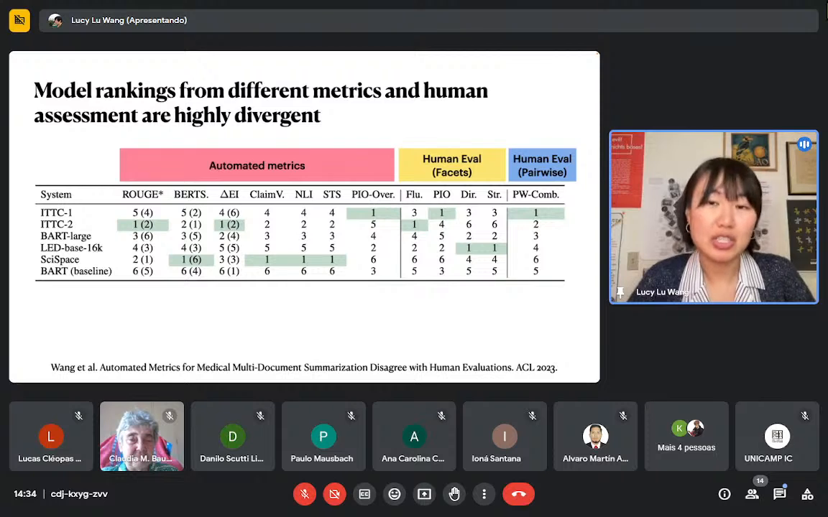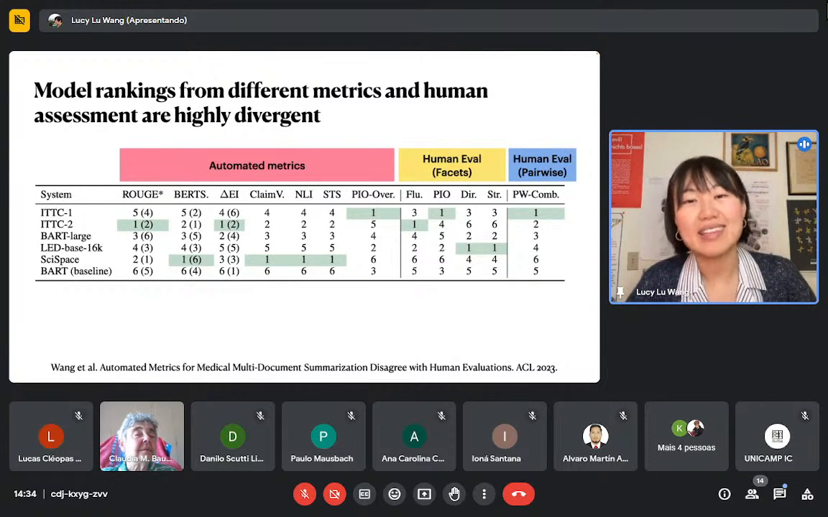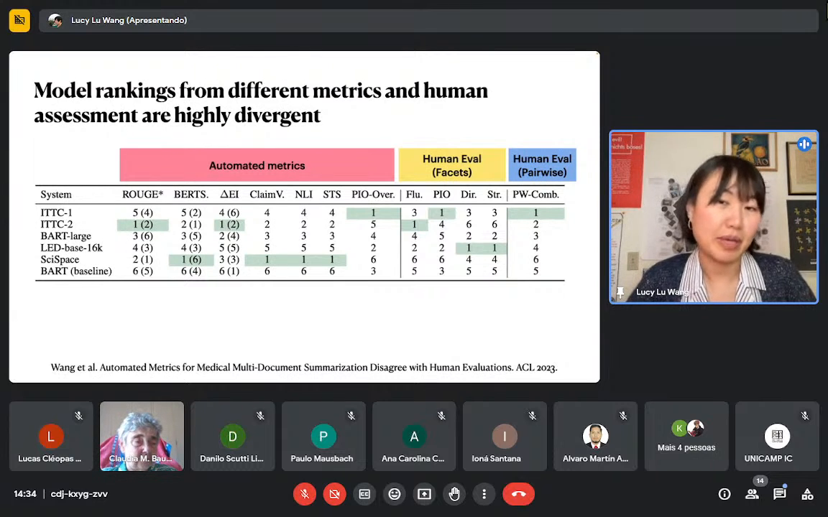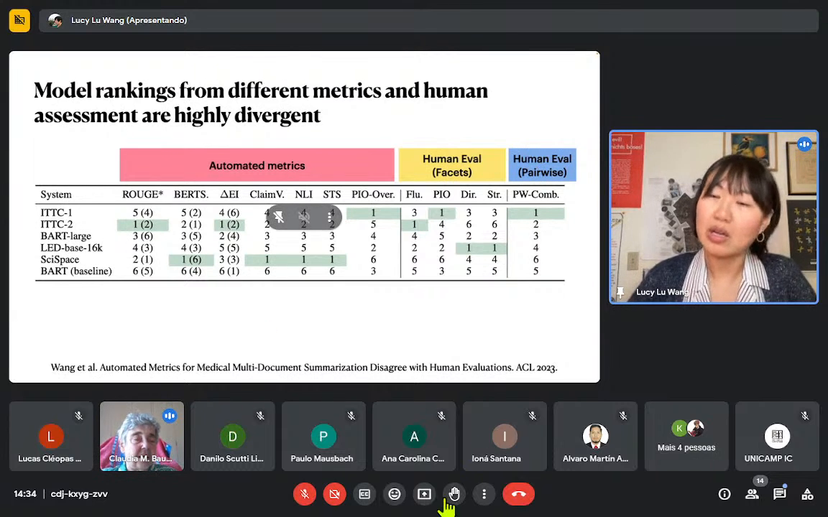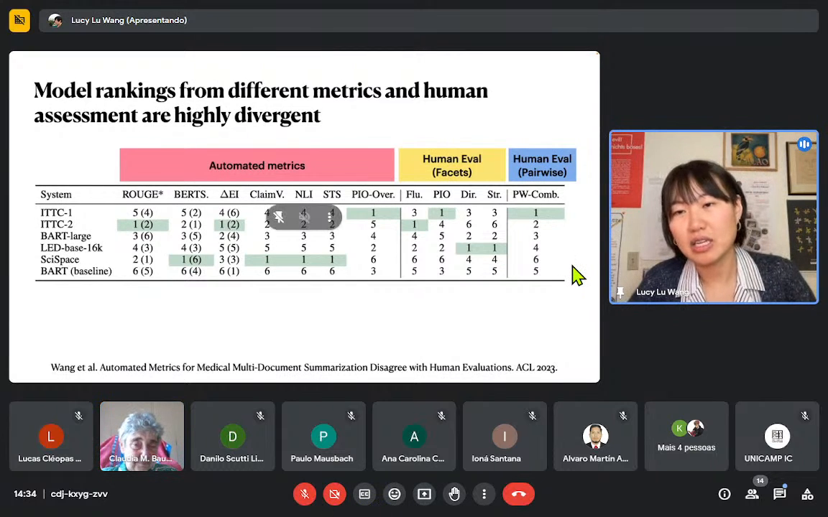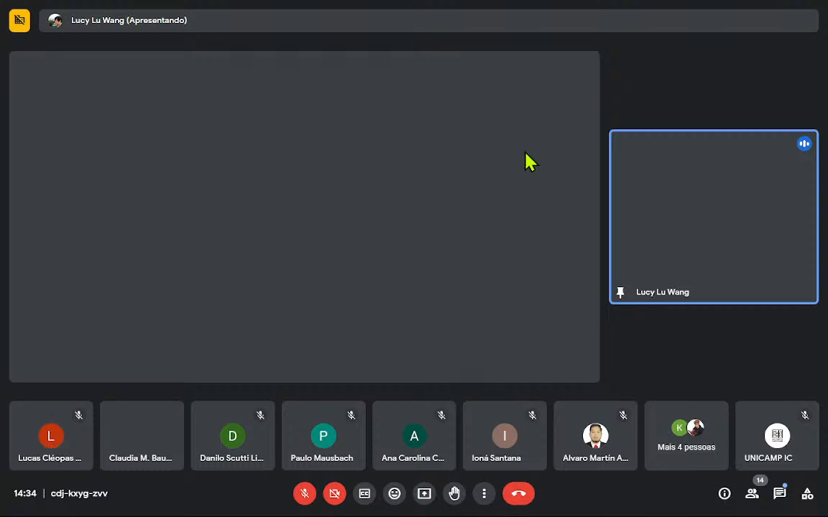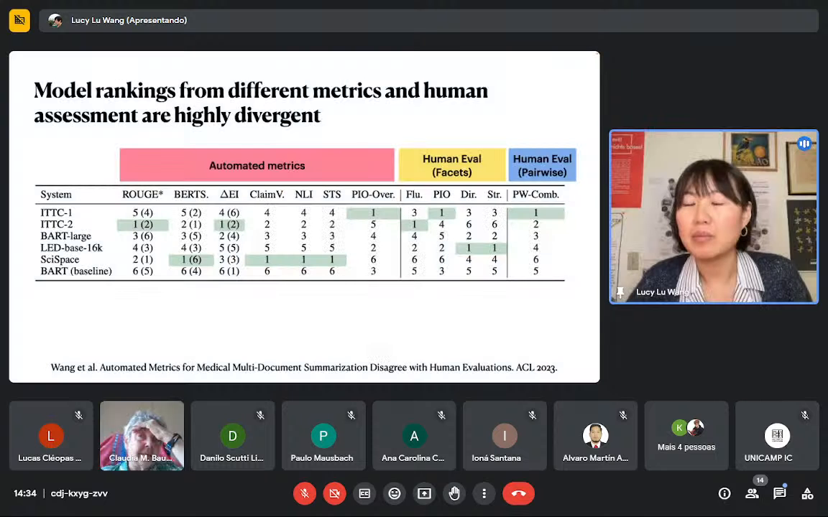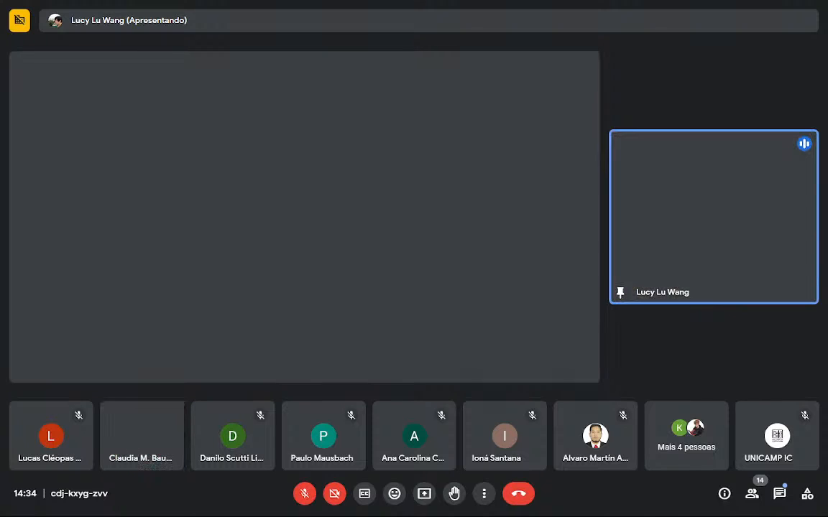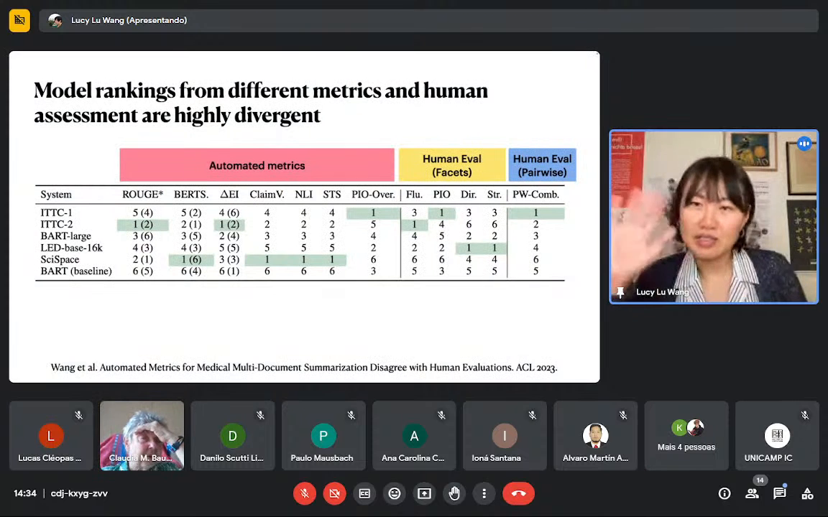What I'm showing here are just the system rankings produced by evaluation. So according to Rouge, ITTC2 had the highest Rouge score, and BART, the baseline model, had the lowest Rouge score. Whereas for the human evaluation facet, through hundreds of evaluations per system, the human evaluation facet found that ITTC2 produced the most fluent generations, whereas SciSpace produced the least fluent. So that's what I'm showing here.